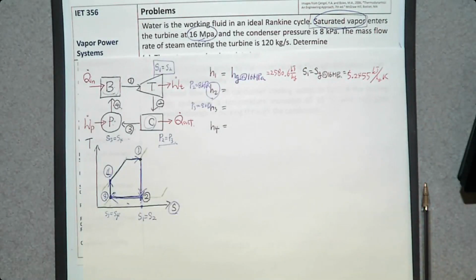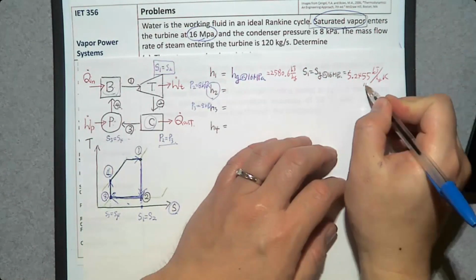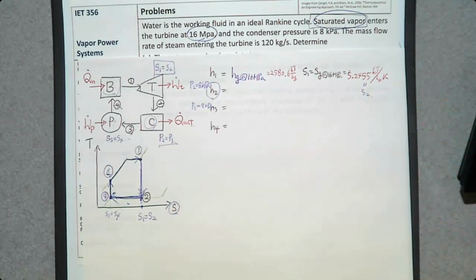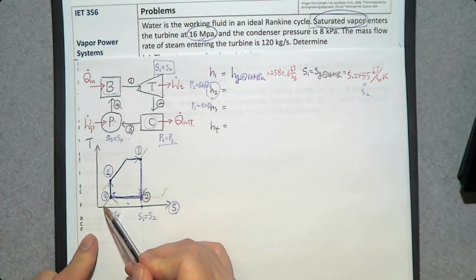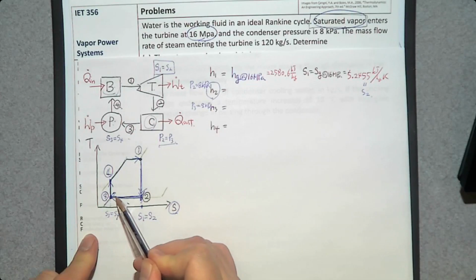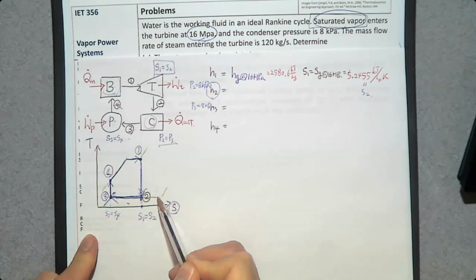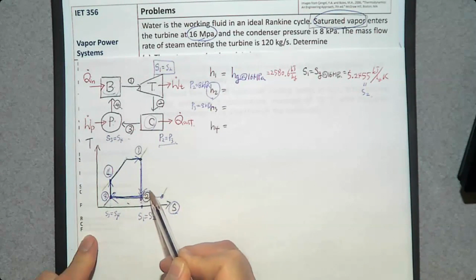Now, we know P2, S2. So this is S2. So we know P2, S2. Can you determine H2? Yes. What is the phase change process? State number 2, it is on this green, compressed liquid, saturated mixture, saturated vapor. So it's going to be a mixture.